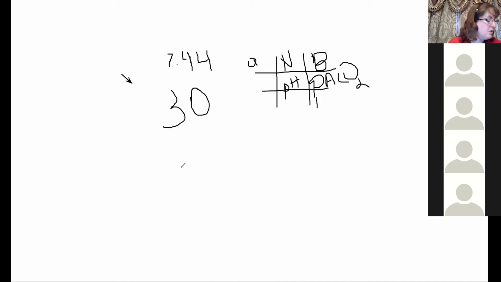Okay, and then our last number was 21. This was our HCO3. What is that one? Acidic. So that would go here. So we're going to put our HCO3 here.